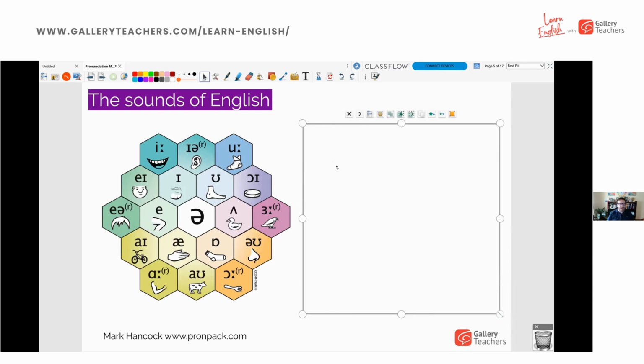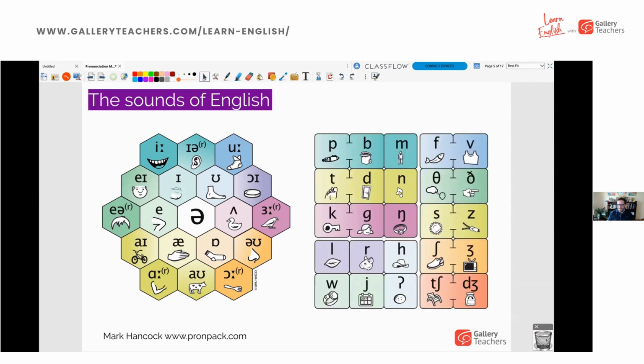Then the consonant sounds, here they are. We have 25 different consonants. Probably you have a lot or all of these in your language, but there are some things that are different and some combinations of sounds that might be difficult. Let's start today by thinking about what different sounds we have and how we make them.